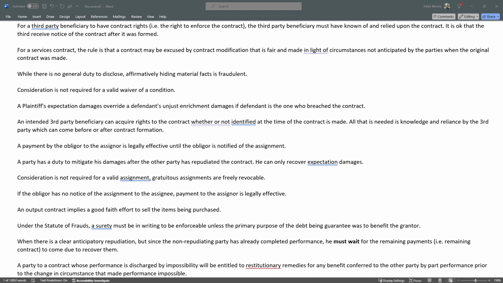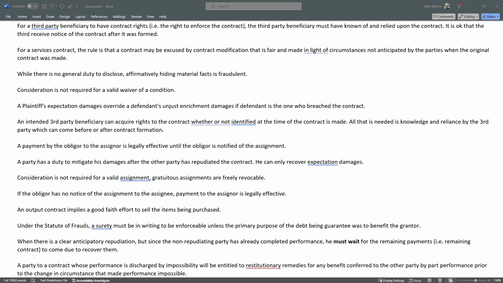Consideration is not required for a valid assignment. Gratuitous assignments are freely revocable. If the obligor has no notice of the assignment to the assignee, payment to the assignor is legally effective. An output contract implies a good faith effort to sell the items being purchased. Under the statute of frauds, a surety must be in writing to be enforceable unless the primary purpose of the debt being guaranteed was to benefit the guarantor.